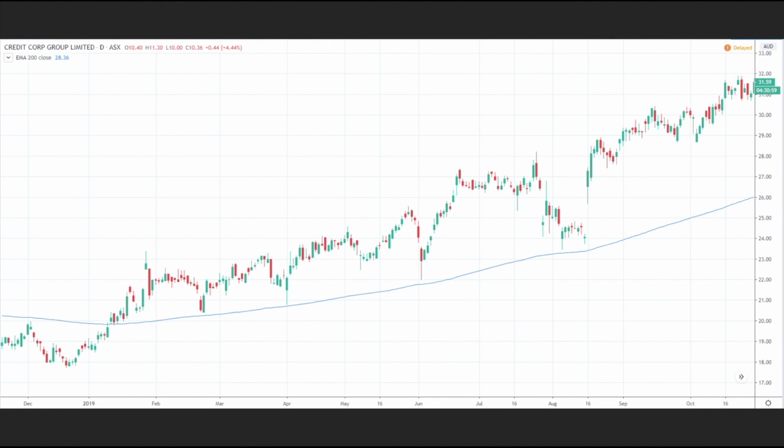Now let's use a candlestick chart of a stock to see if we can spot any engulfing patterns. This stock is Credit Corp Group Limited, ASX code CCP. We're starting at around 2019 here. Let's start from the left and work our way to the other side. So we see a little bit of an engulfing pattern there.